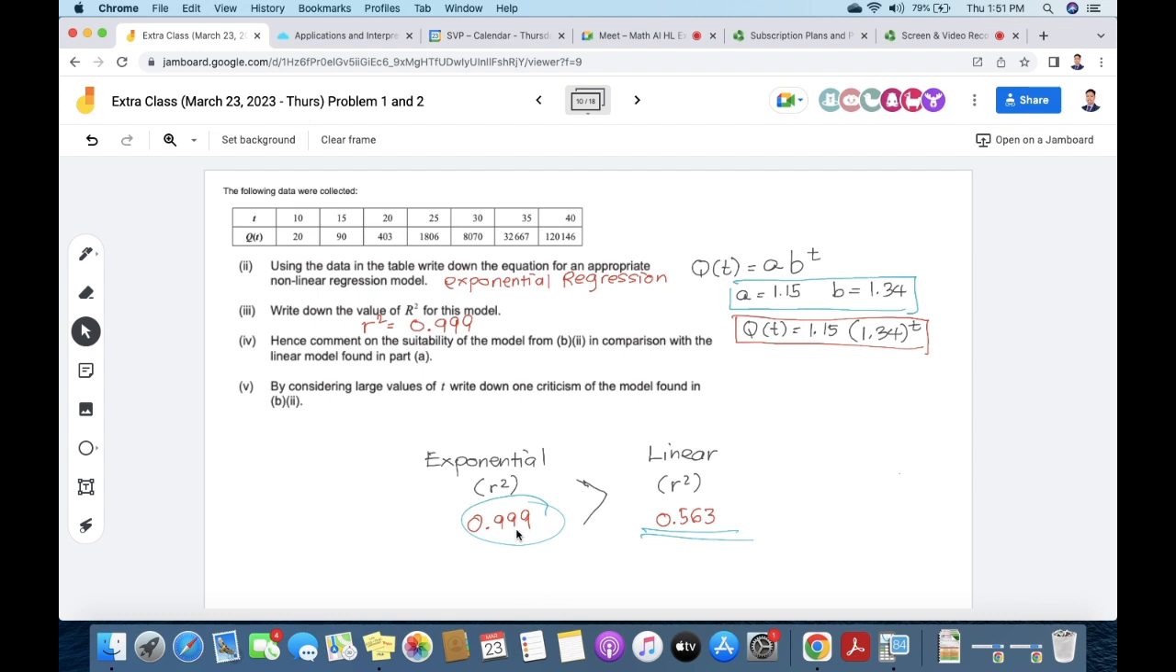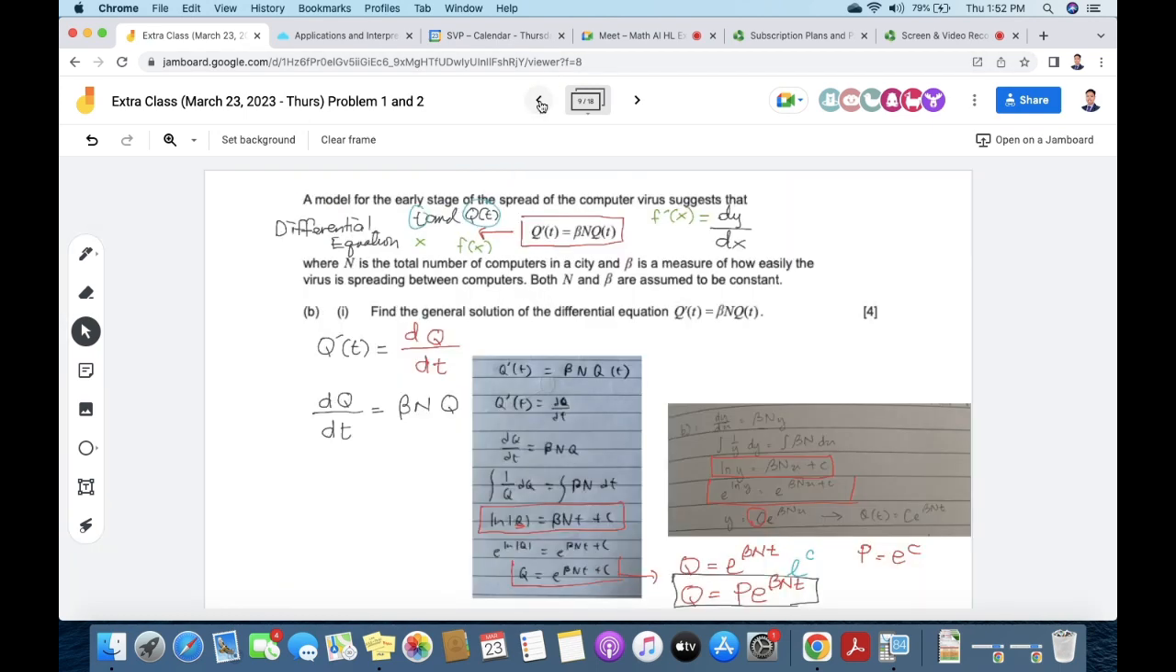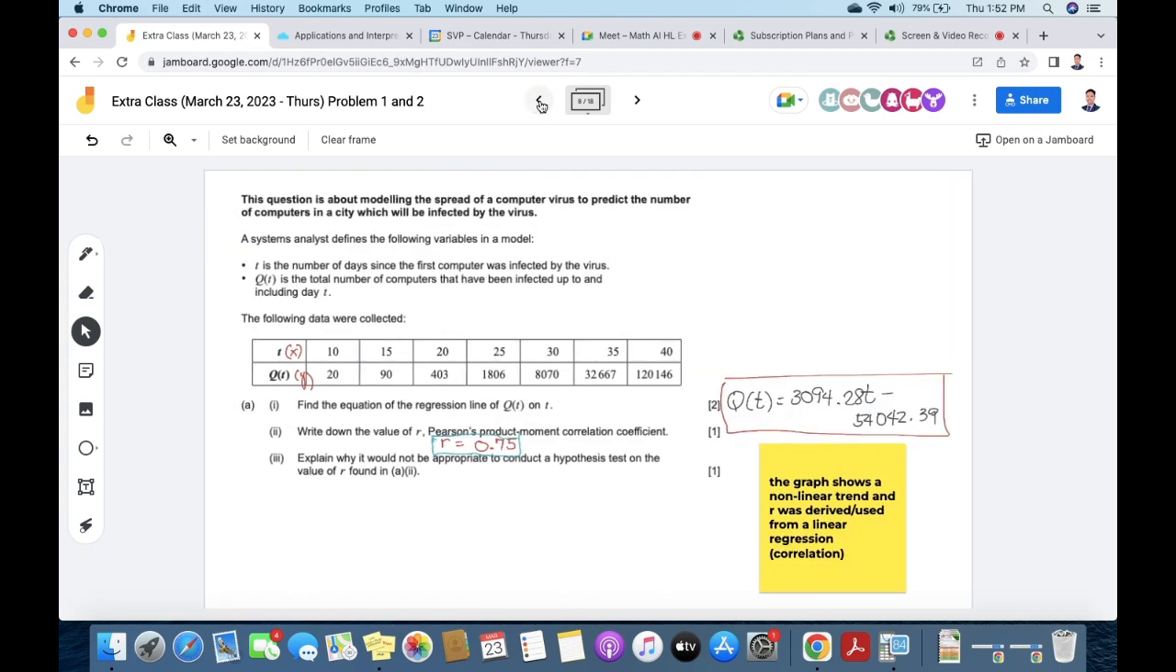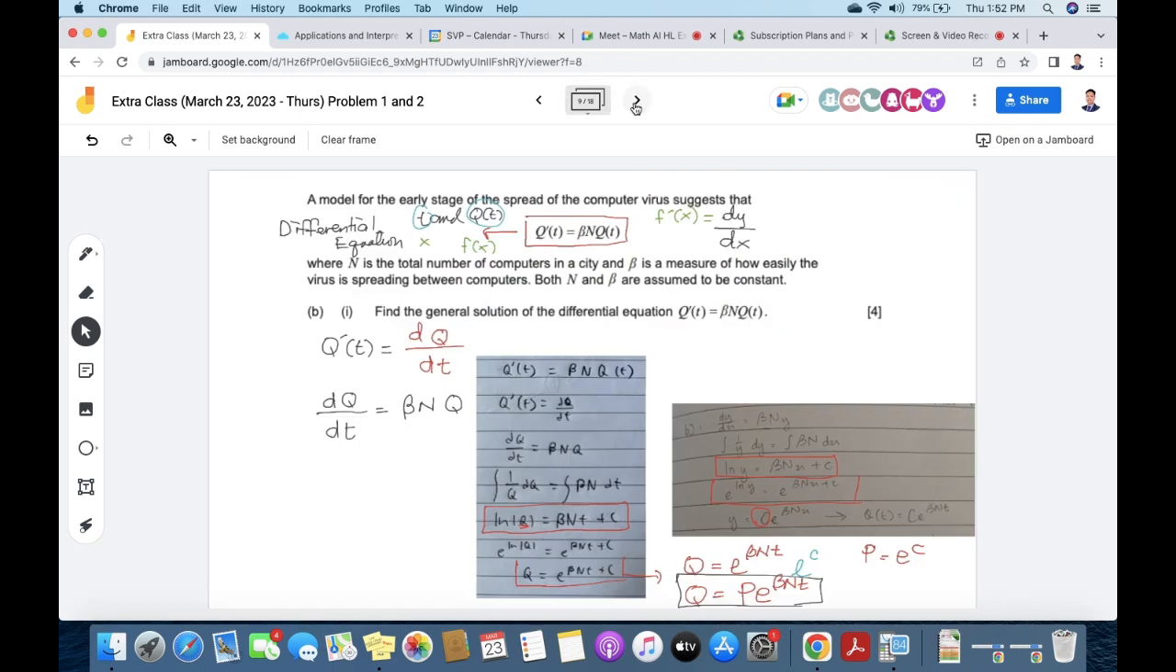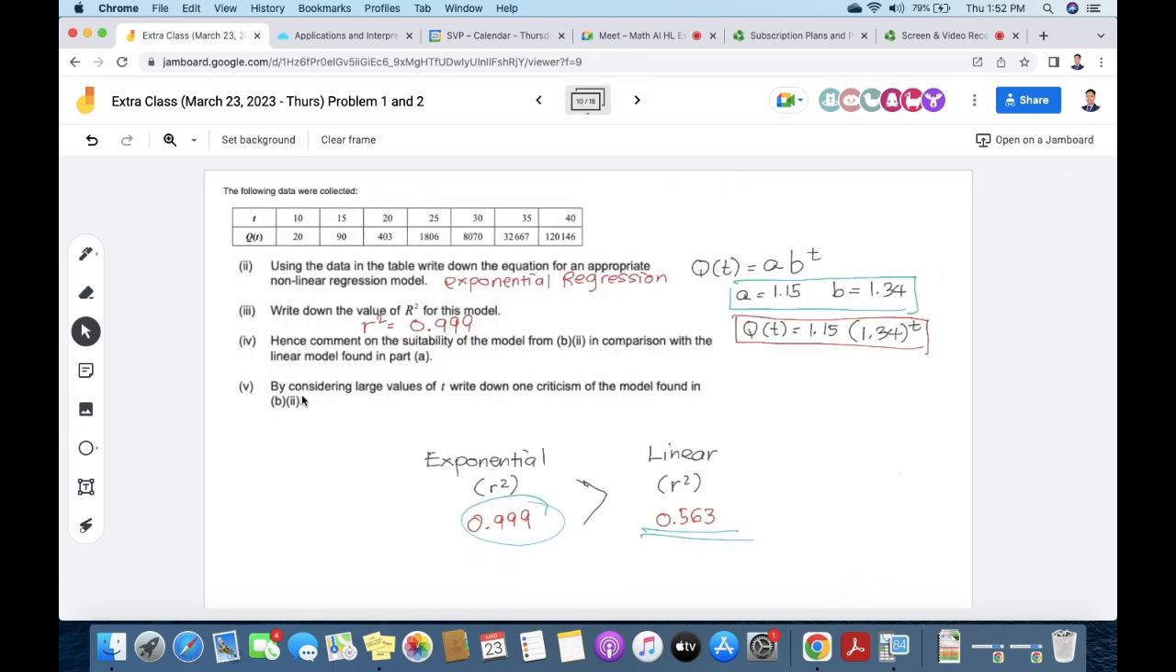Okay, now next, let's go back. Are we given the population of computers? Let me check. How many computers are there? No, we don't know how many computers there are. All right. So anyways, for the last question for this letter B: by considering large values of t, meaning as we increase time, what if we do 1 year, 2 years, 3 years? What could be one problem for this particular exponential model?